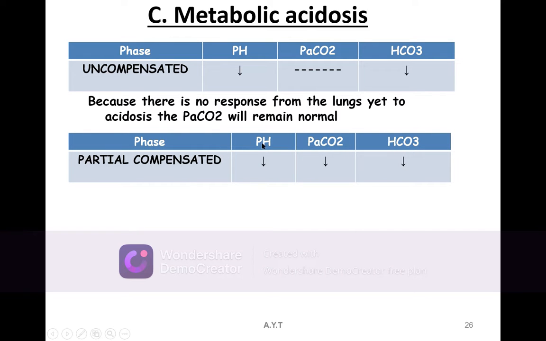Partially compensated, the pH is still down, and this will activate the respiratory system. The respiration becomes overactive. It is now in action. More carbon dioxide is excreted out, so the carbonic acid levels are down in the blood. But still the pH is not normal, because it will take time.